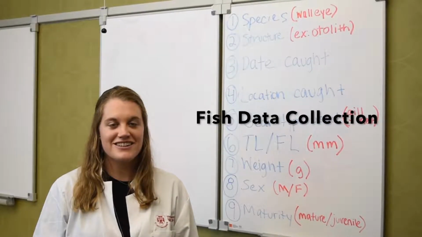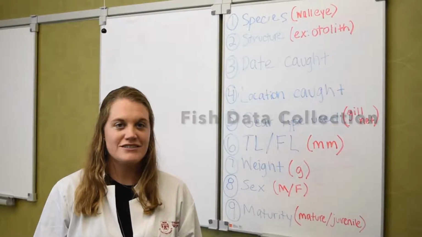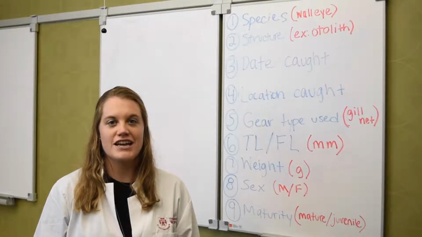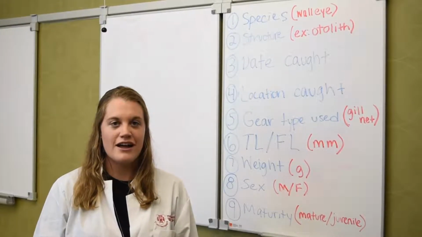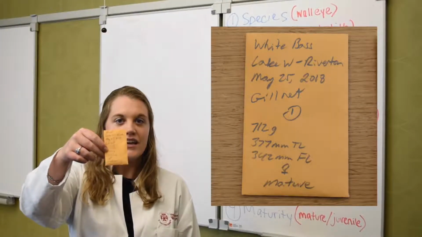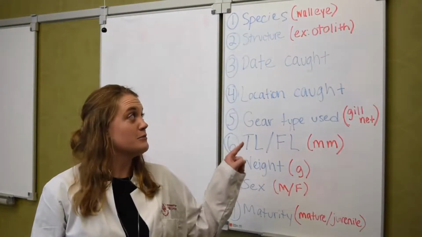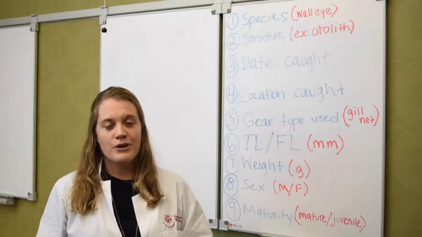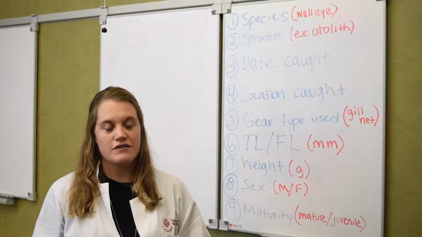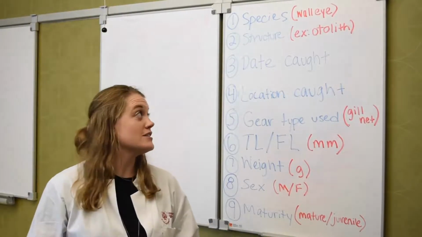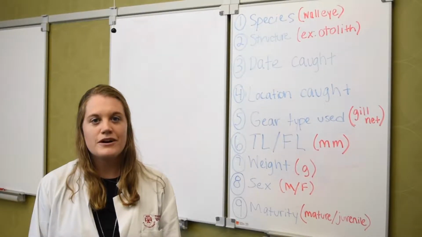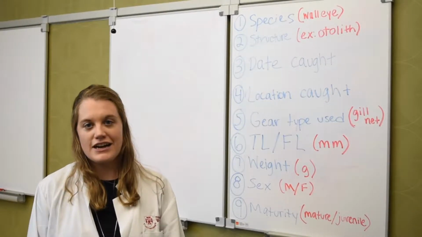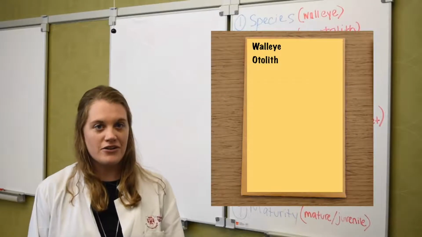When dissecting or collecting fish, you will be collecting certain structures in order to better understand the fish that you have just caught. When you collect these structures, you will put them in small envelopes such as this one, and you will label them according to what's on the board right here. So when you label the envelope, you want to make sure that the first thing you list is the species. So for example, that could be walleye. The second thing that you want to put on your envelope is the structure that you collected. So an example of this could be an otolith.